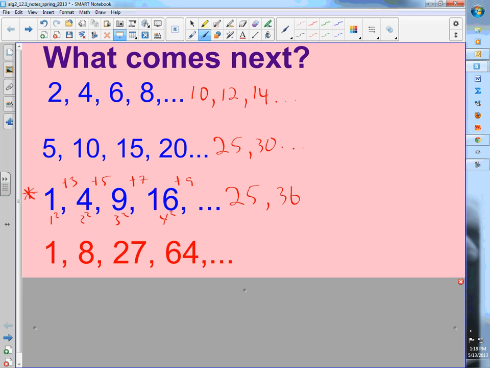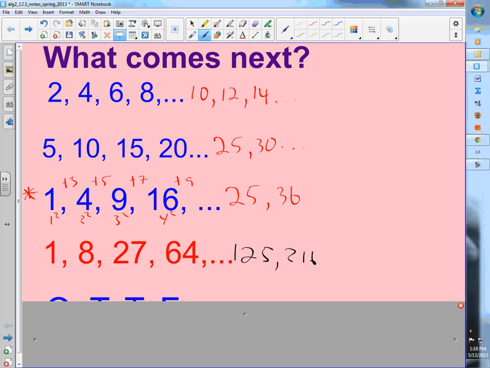So what's next? 125. 216. And this sequence are perfect cubes. 1 cubed, 2 cubed, 3 cubed, 4 cubed, etc. You want to recognize that sequence as well.